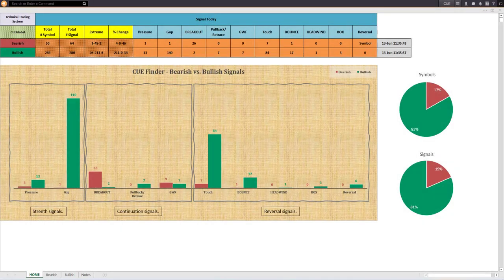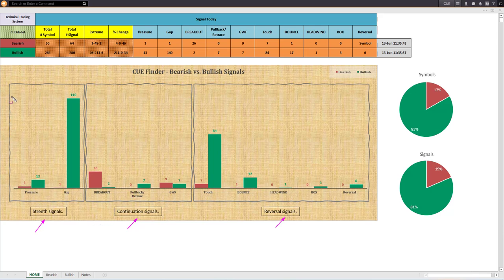Are you done yet with all the reversal signals that are showing up in different Q analysis? If not, then here is one more. This is the summary graph from Q Finder. Q Finder shows the Q signals across thousands of stocks in three different categories: the strength signals, continuation signals, and reversal signals.